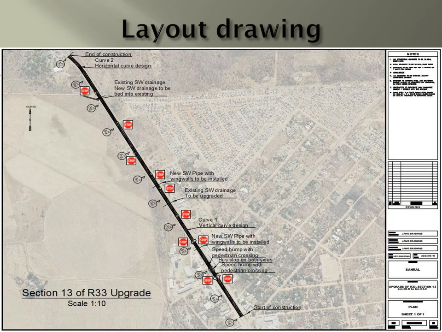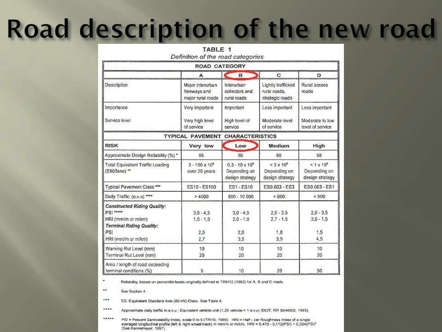Here you can see my design. This is the layout drawing of the whole road section. This new design is still inside the road reserve of a Class 2 road, which is 30 meters wide. I have added 2 bus stops close to town. There is a pedestrian crossing to cross the road, and for traffic calming, they will construct speed bumps in front and behind each pedestrian crossing. Our new road will be classified as a Class B, interurban collector and rural road.